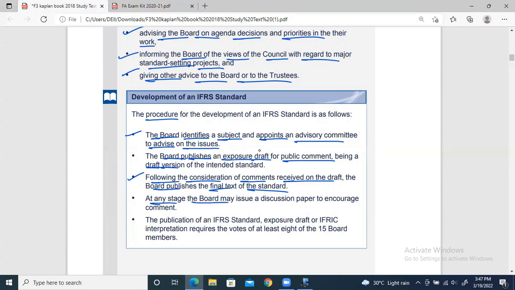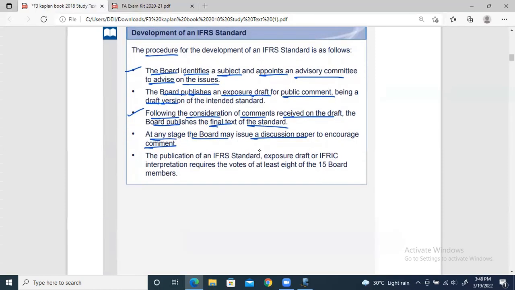At any stage, the board may issue a discussion paper to encourage comment, right? If the board thinks there is more need of explaining this, or more need of comments or points of view from people, they issue a discussion paper, in which the people discuss. The publication of an IFRS standard, exposure draft or IFRIC interpretation requires the votes of at least 8 of the 15 board members. So again, there should be a majority vote so that the accounting standard can finally be launched in the world. Okay, so this is the whole procedure.